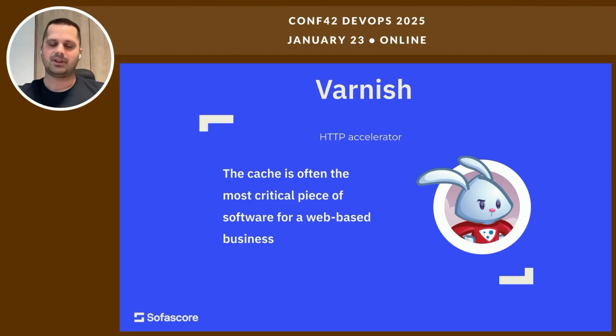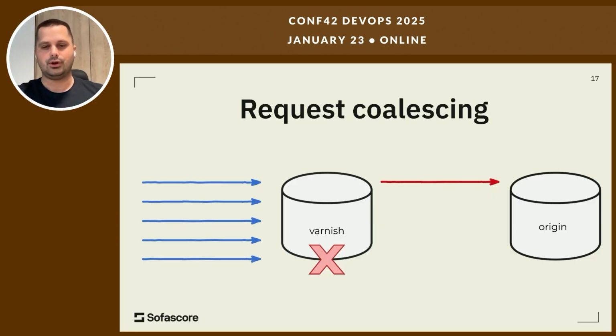And also, it solves one of the difficult problems that I was talking about earlier, which is request coalescing. So if something is not in the cache and you get a lot of requests for the same content, Varnish will only let one request go to your origin server. All of the rest will be queued up. And once the response is received, all of the requests will get the same response, which is great.